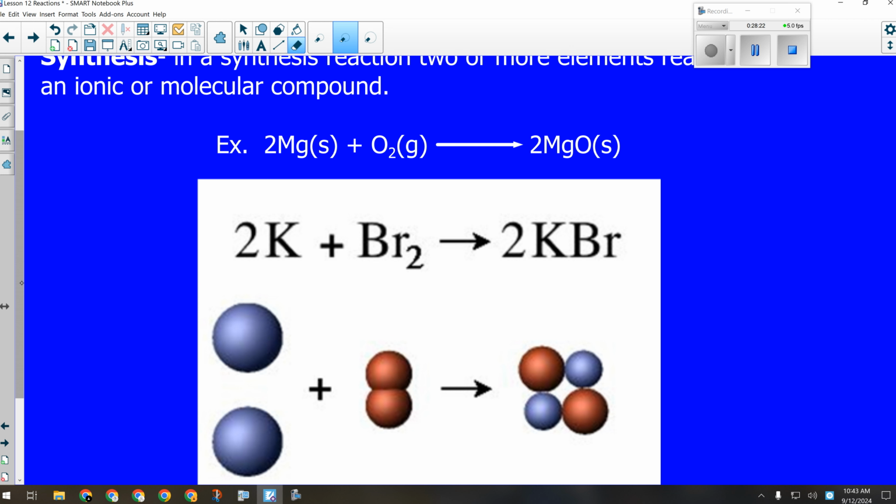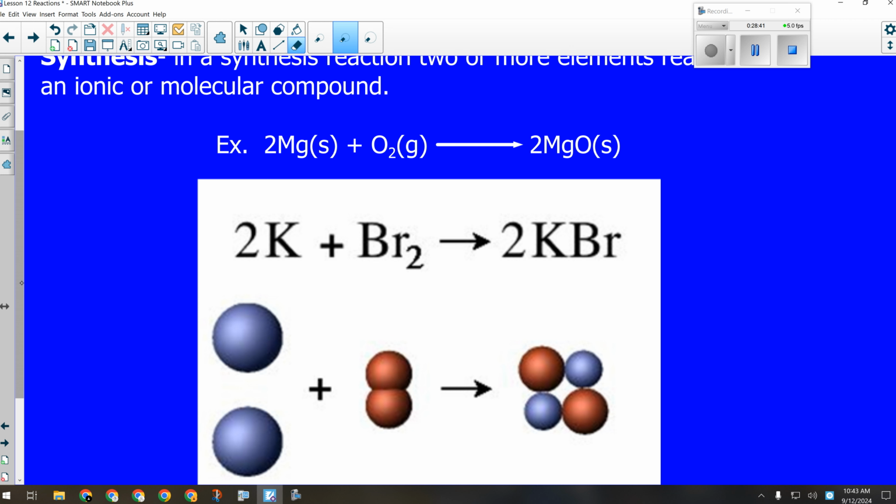So in a synthesis reaction, 2 elements combine to form a compound. It is going to be crucial for you to be able to look at a reaction and tell me that's a synthesis reaction, that's a combustion reaction, that's a replacement reaction. You've got to be able to tell me which one's which just from looking at it.